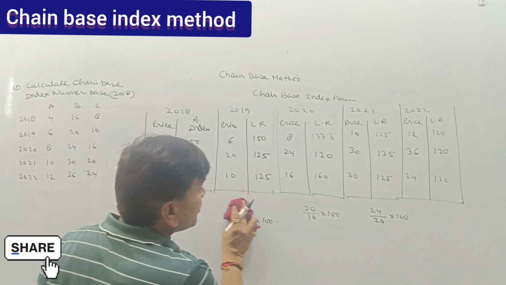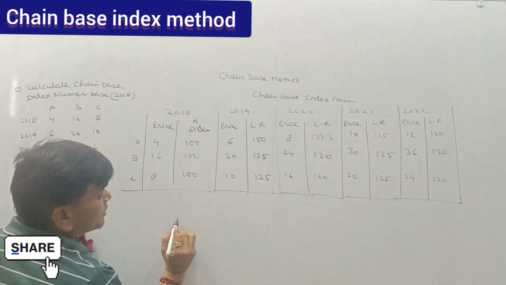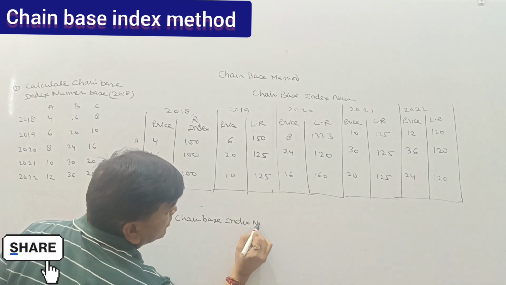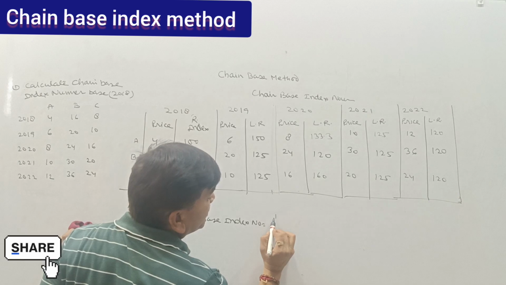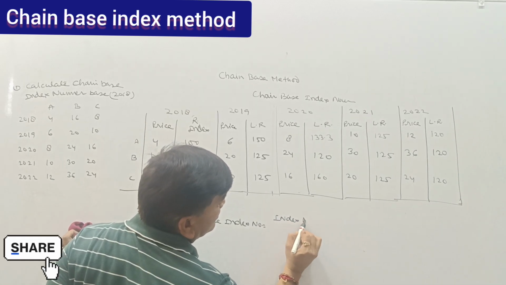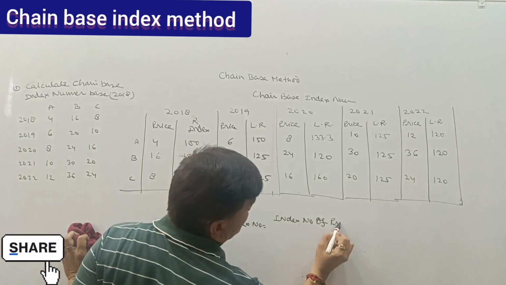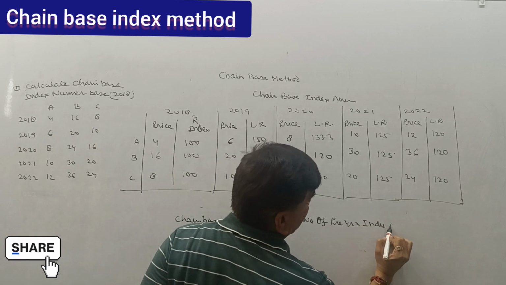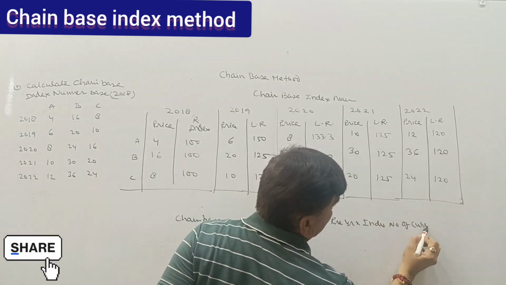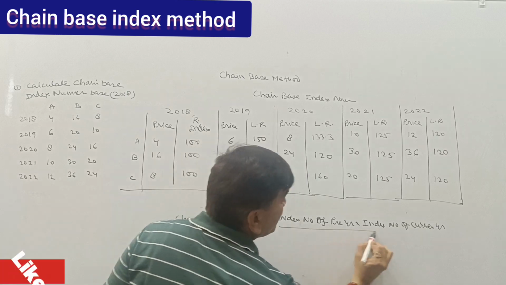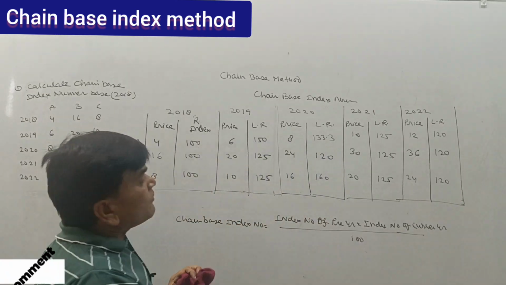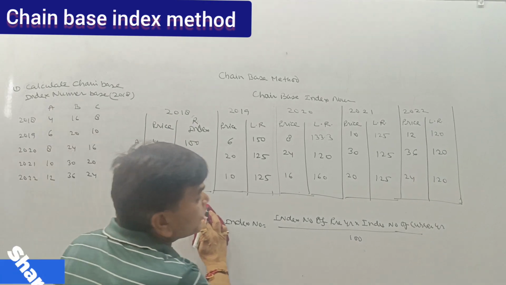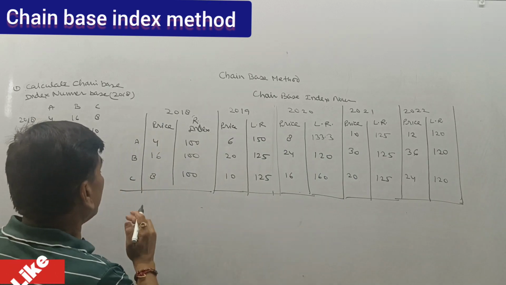So with the help of this, the very first step is to calculate the link relatives of all. For the index number, we have the formula for chain base index number: index number of previous year multiplied by index number of current year, divided by 100. So the very first we will get the index number of each. Then we will use this formula.